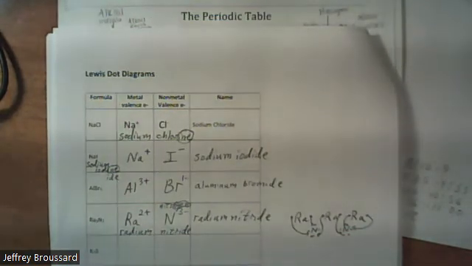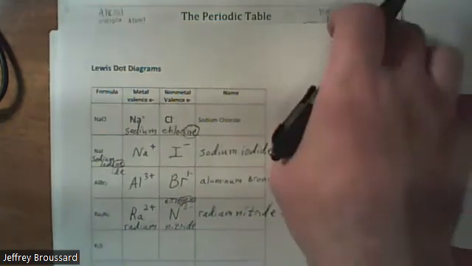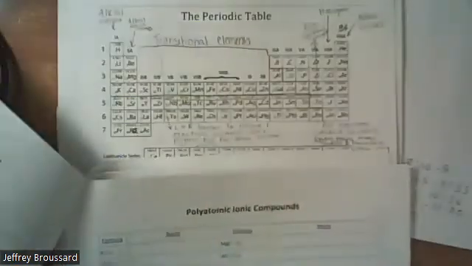Okay. I think that's a good pausing place for the Lewis dot diagrams. I'm going to go to the transition element now.